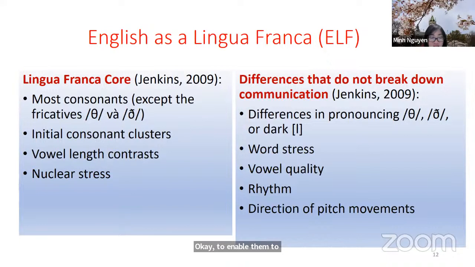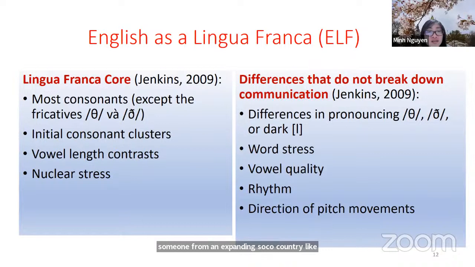So in other words, the task for us now is not only teaching inner circle varieties, but also helping our students understand other L2 speakers like themselves. So how would you make yourself understood when you communicate with someone from an expanding circle country like yourself, or from an outer circle country?